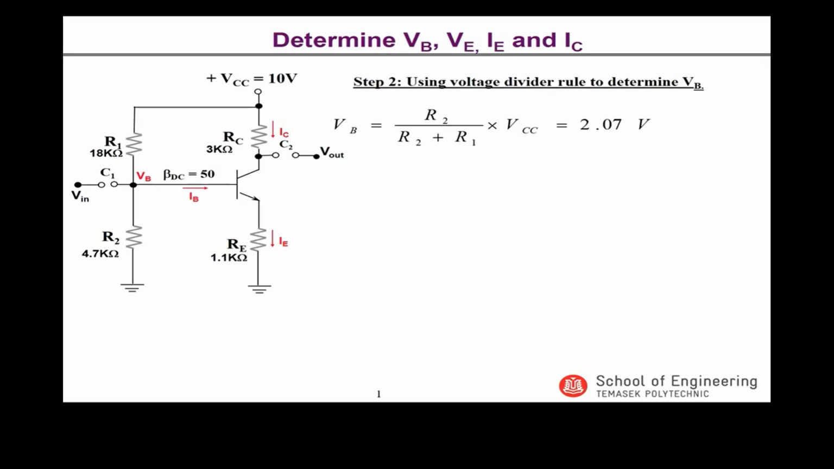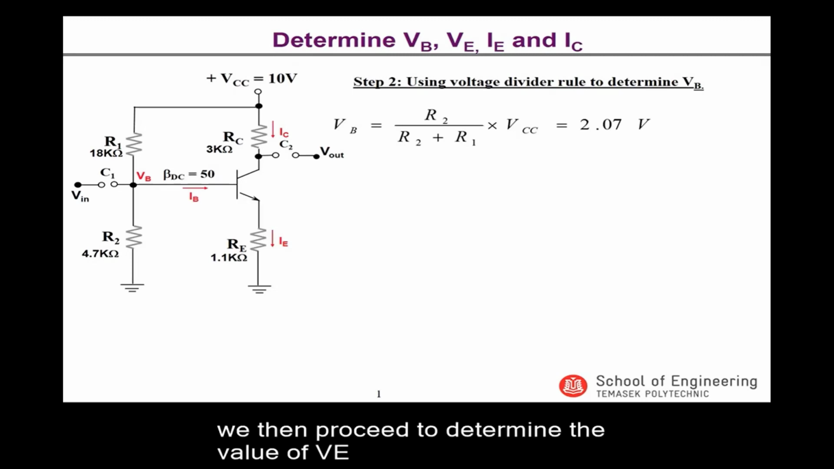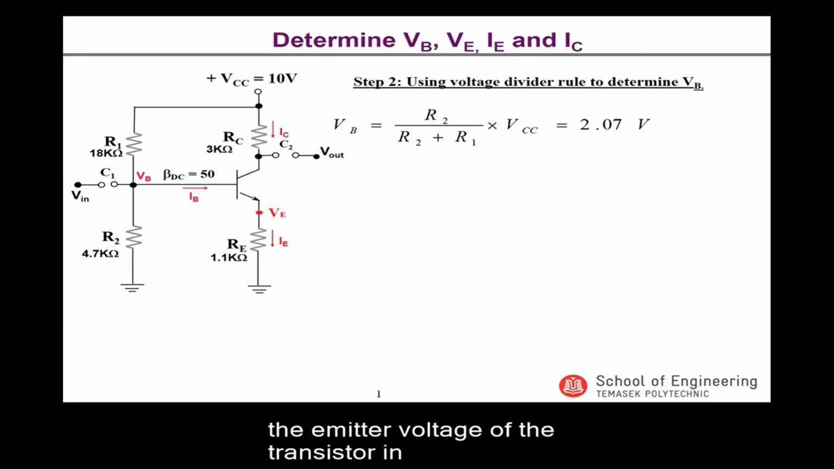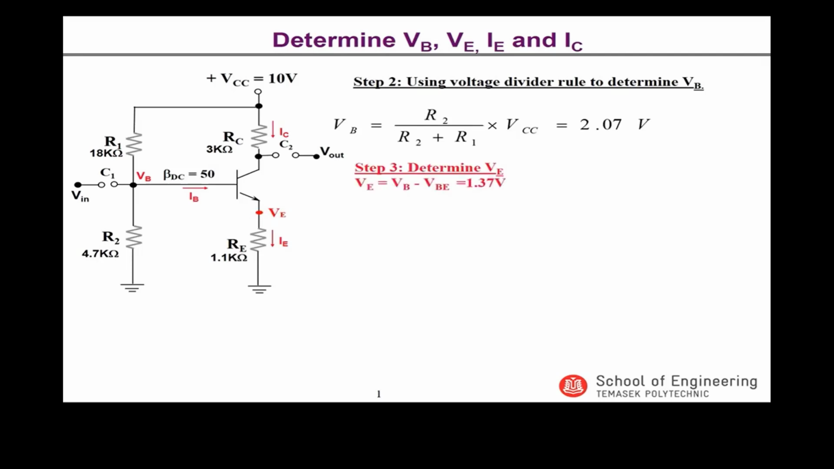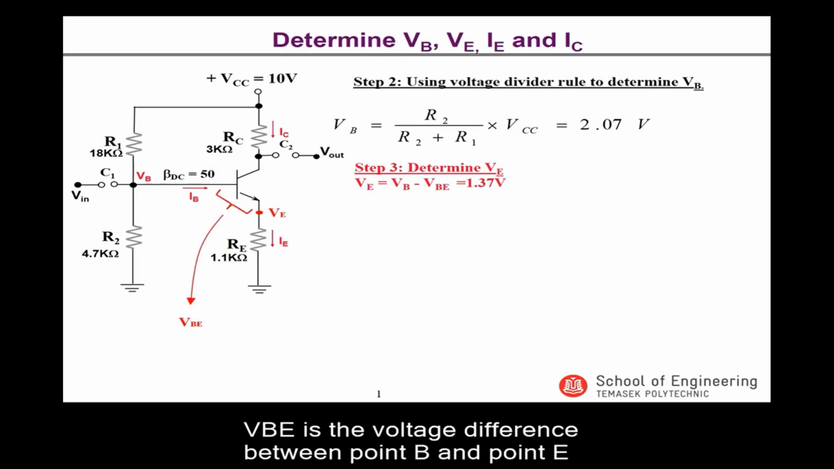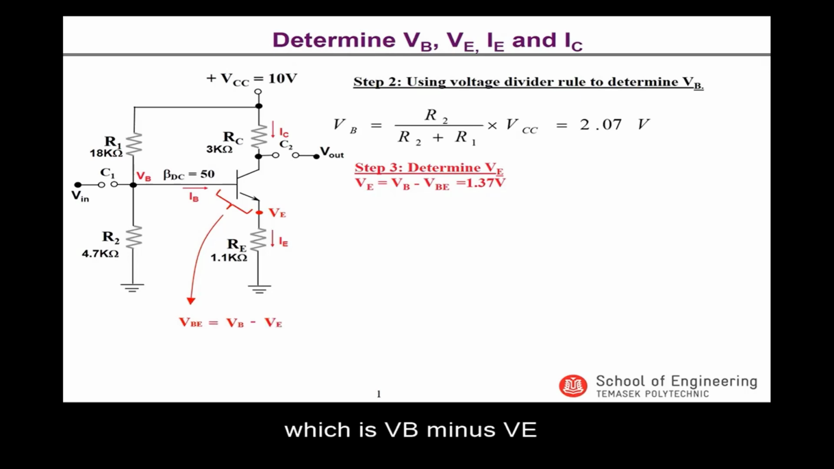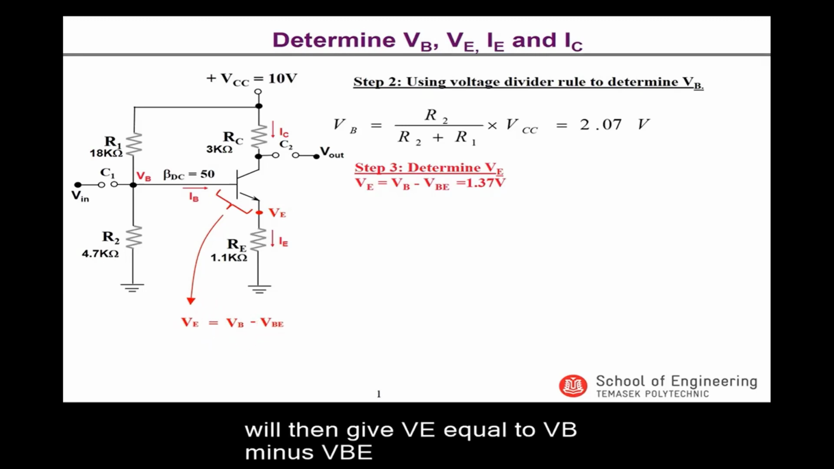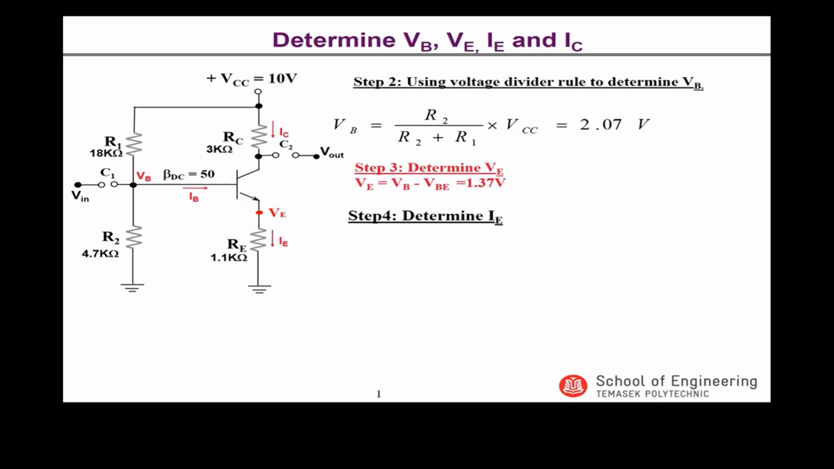After determining VB, we then proceed to determine the value of VE, the emitter voltage of the transistor, in step 3. Observe that VE is the difference between VB and VBE. VBE is the voltage difference between point B and point E, which is VB minus VE. Rearranging this equation in terms of VE will then give VE equal to VB minus VBE, to give a value of 1.37 volts.